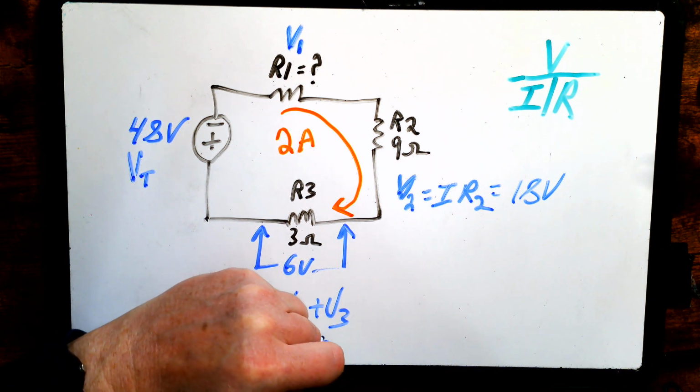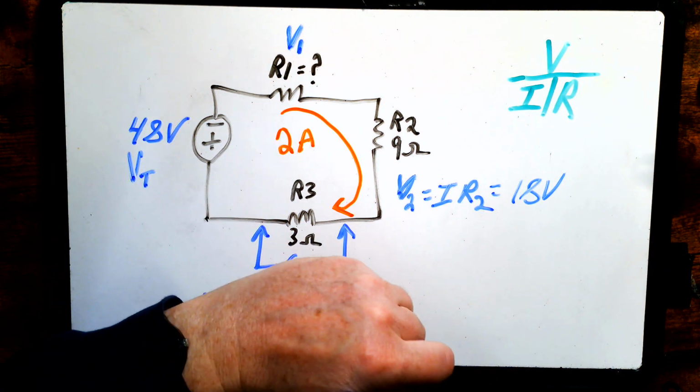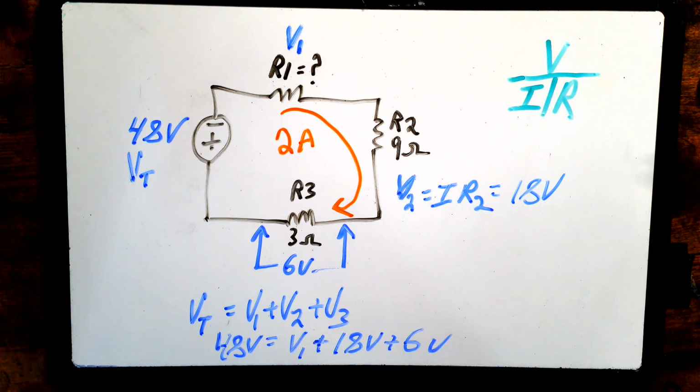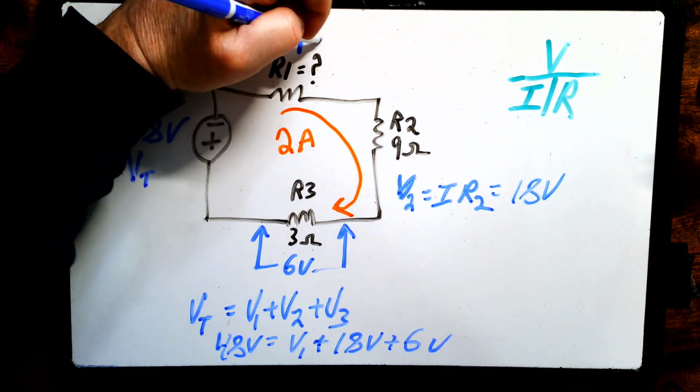plus 18 volts for V2 plus 6 volts for V3. So we have 24 volts so far with the 18 and 6. So V1 must equal 24 volts.